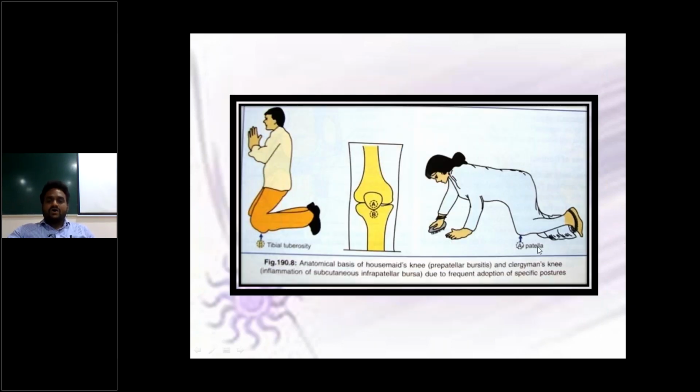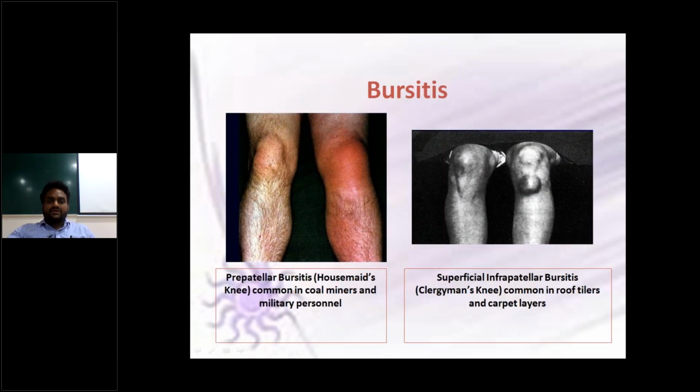And now we come to the housemaid's knee. That means inflammation of the bursae of the knee joint. In the next picture we can see this is the second one, housemaid's, and this one is the first one. This is Clergyman's knee. So these two come under bursitis. Bursitis means inflammation of the bursae of the knee joint. Here you see prepatellar bursitis. If you see prepatellar bursitis, that condition is called housemaid's knee. If there is inflammation of the superficial infrapatellar bursa, that condition is called Clergyman's knee.